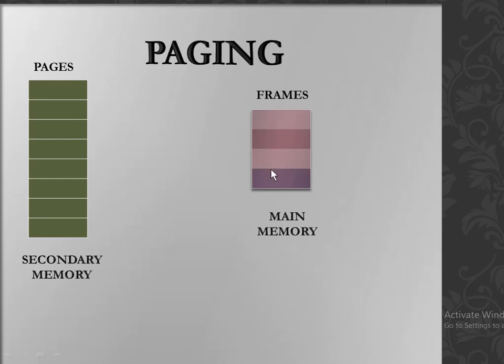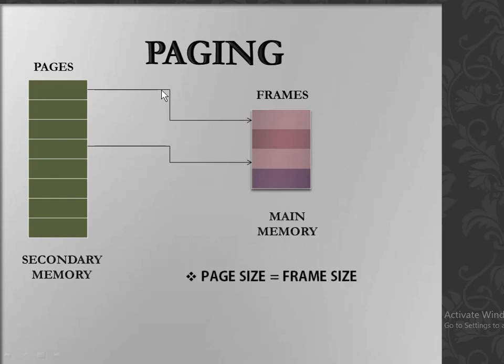In a similar way, take an example of secondary memory. Here also we divide the logical memory or secondary memory into the same sized blocks, and each block is called a page. So always the size of the pages and the size of the frames are equal. The size of the frame and the size of the pages are always equal.